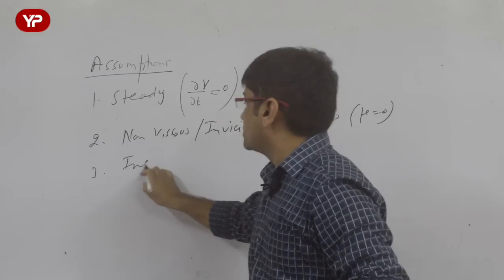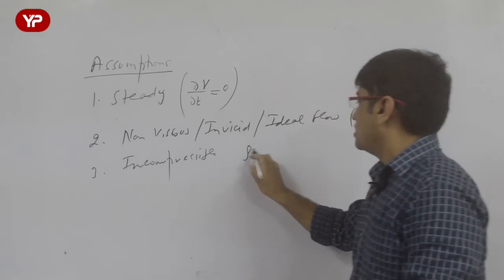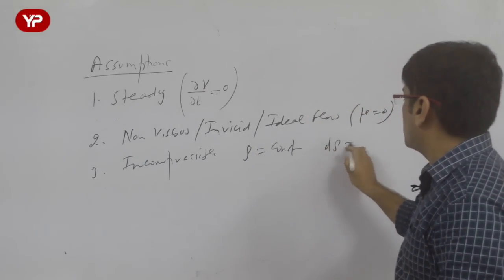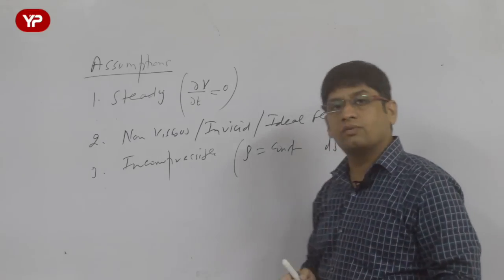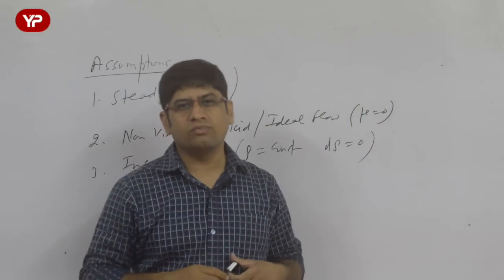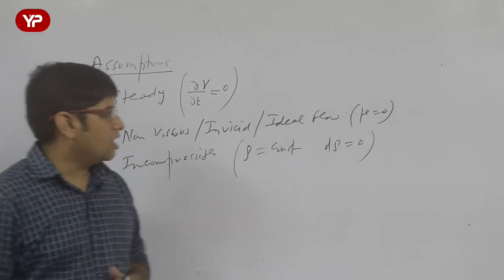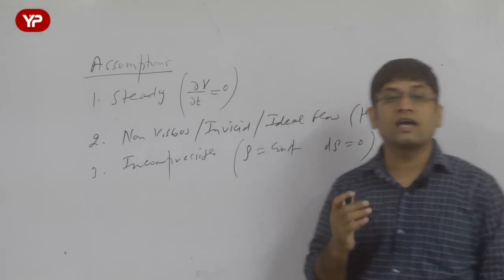Third is incompressible. Now what is the meaning of incompressible? Density remains constant, or change in density is zero. Don't say density is zero like inviscid. In inviscid, viscosity is zero, but in incompressible, density is not changing. Density is remaining constant. We have already discussed that among fluids, liquids are incompressible and gases are compressible.